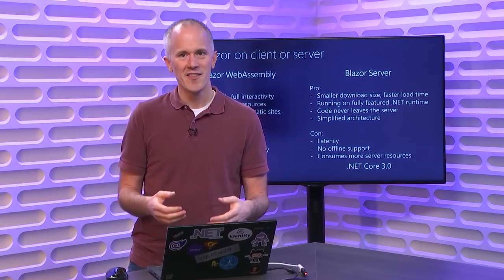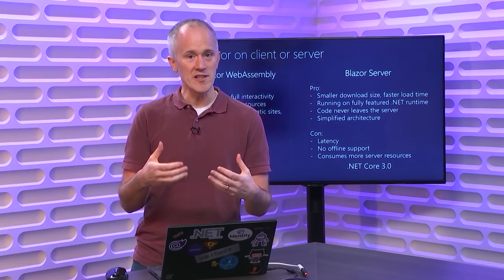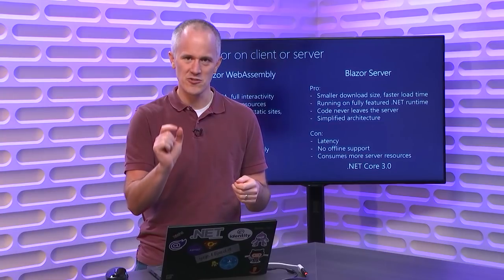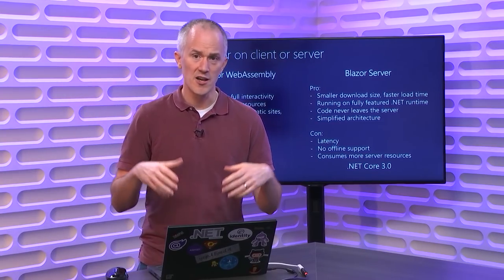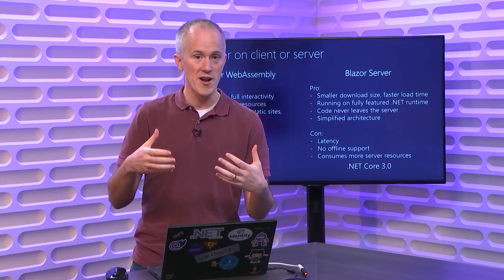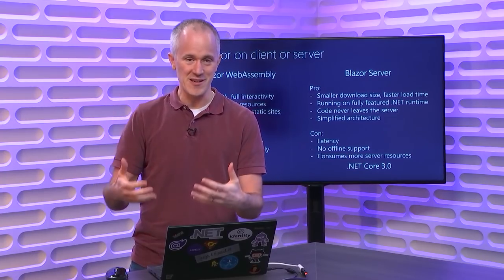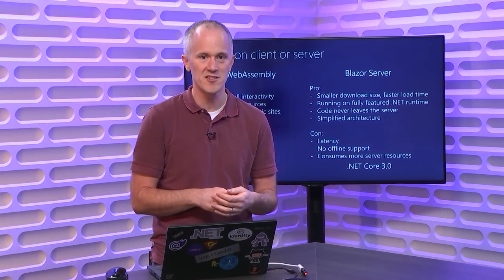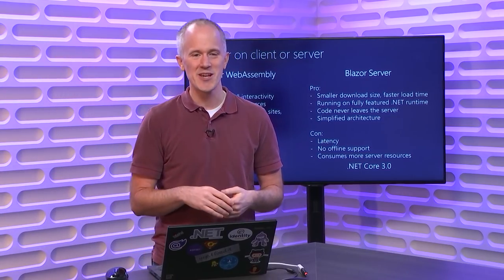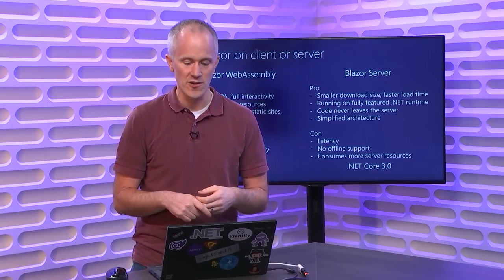Blazor server apps have a really small download because the only thing they need to download is a little piece of infrastructure code that sets up that real-time SignalR connection. Your Blazor component code is now running on the server on a full .NET Core runtime, and it has access to all of the resources that the server has access to. If you want to talk directly to the database, you can do that from a Blazor server app.